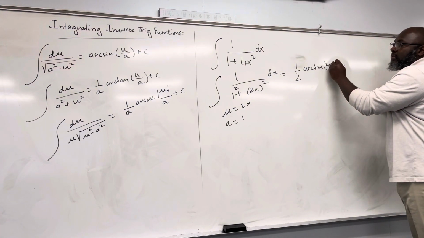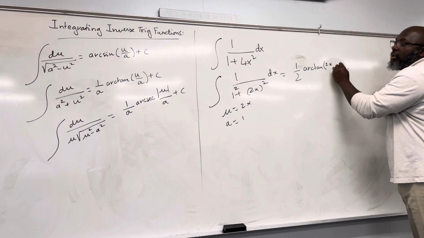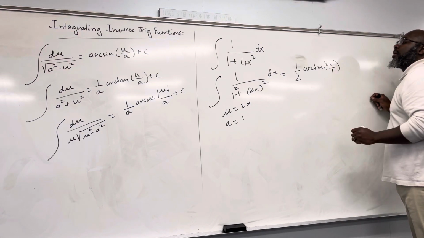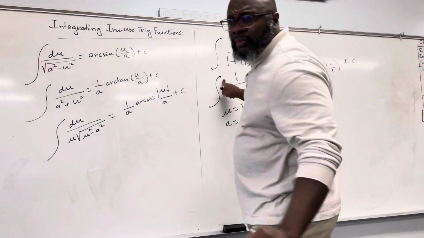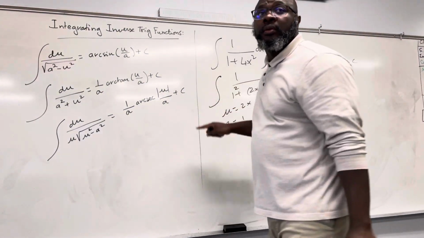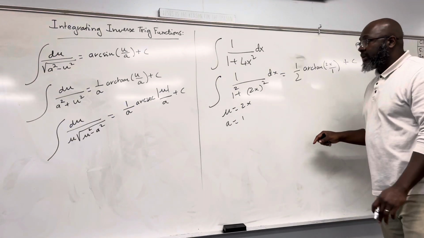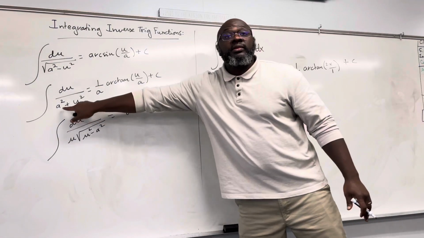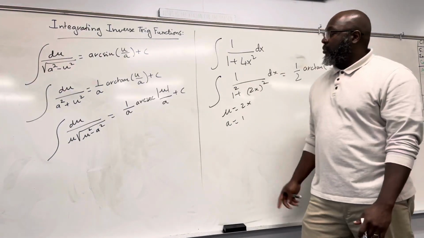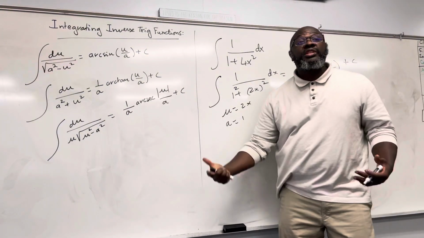This is 2x, right? Over 1, right? Now plus c. Now suppose you have your square root of what? Why did you put the square on both? Because 1 squared is the same as just 1, but I want to make sure it matches up to that form. Okay, right?